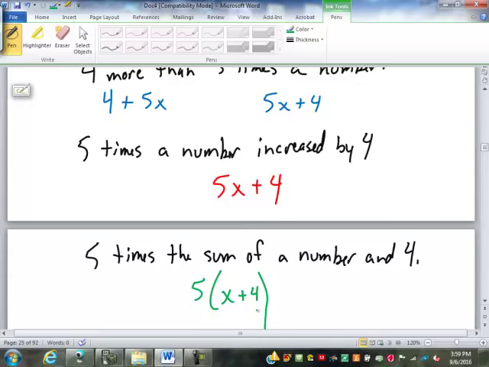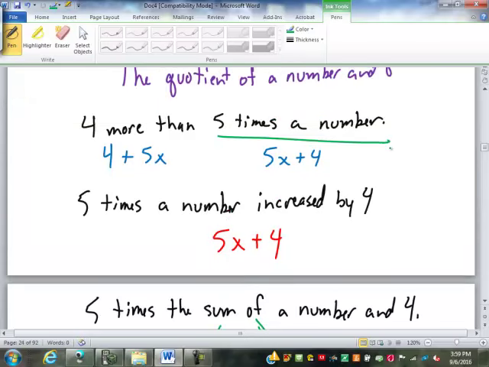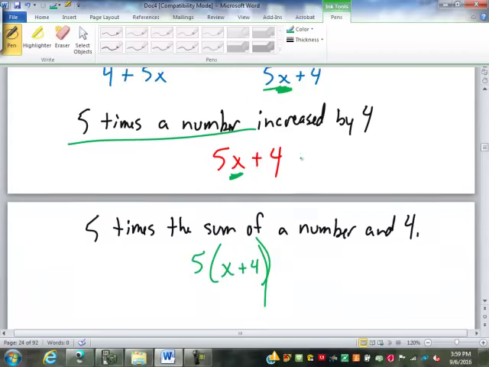Up here, in both of these examples, it was 5 times a number. So it's just the number, which is x or n or whatever letter we use. It's just the number that's multiplied by 5. And then it's increased by 4.